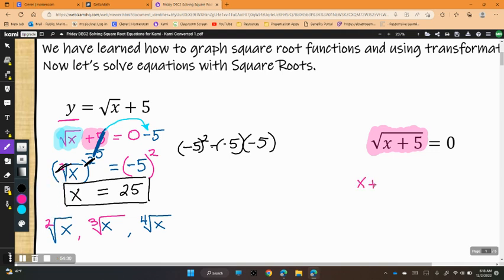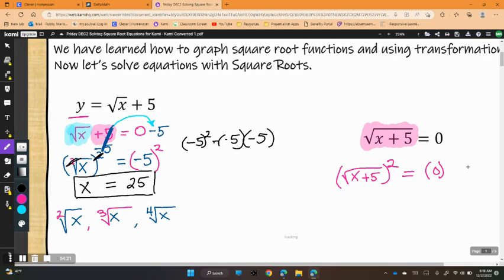We're going to take everything and raise it to the power of 2. We're going to do the same to the other side. When we do that, we cancel out this radical. What's left is everything that was inside. So I'm going to bring down my x plus 5. And that's going to equal 0 squared, which is 0.